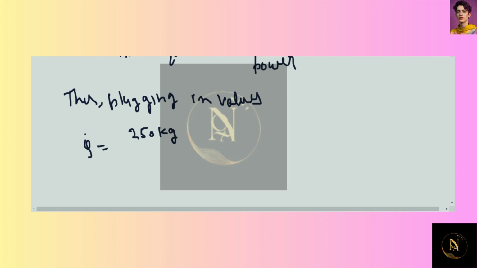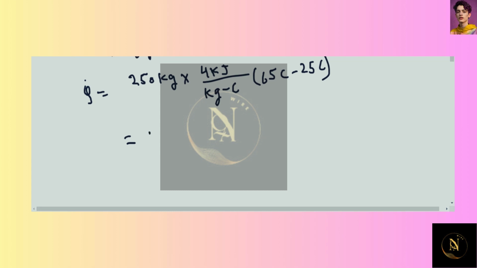So thus, plugging in values, we have Q equal to 250 kg multiply 4 kJ per kg-C multiply 65 C minus 25 C. Here by simplifying this we get the value 0.5556 kW, which is kilowatt, and this is the answer.